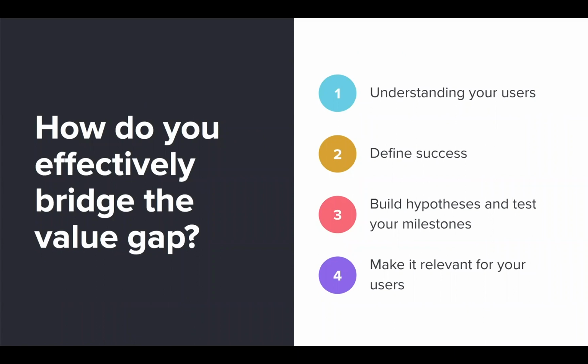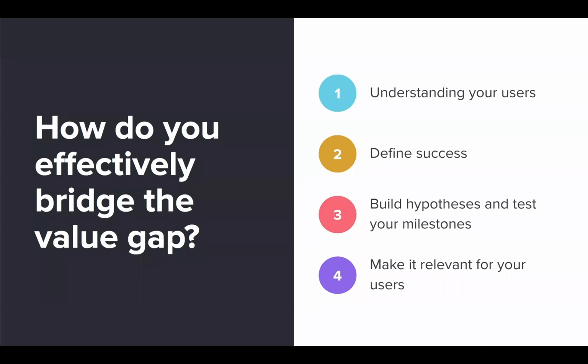So let's break this down a little bit more. So how do we identify and kind of break down these milestones? How do we actually define success? And it's fairly straightforward, but it's these 4 steps. So understanding your users, that's kind of product management 101. Defining success, it might seem obvious, but it's actually one of the hardest things that we do here at Pendo, that we have to do here.